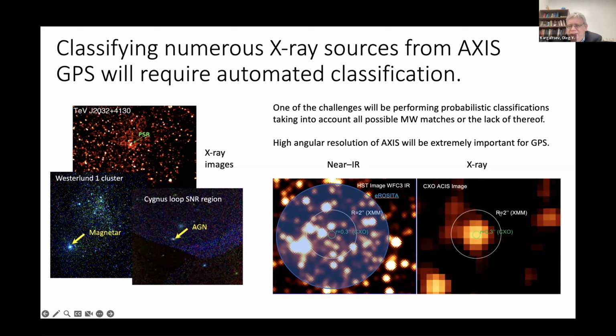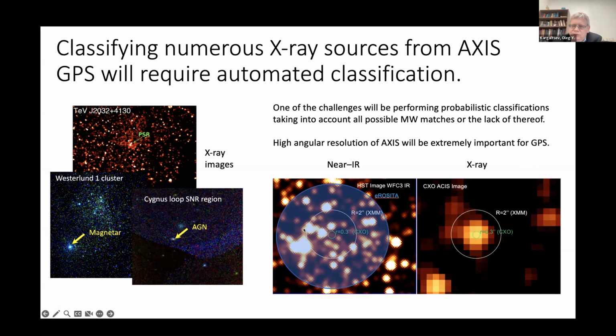That's the middle panel in this slide. And the right-hand panel shows the same area of the sky in X-rays. Middle is infrared and right is X-rays with Chandra. So AXIS hopefully will be of comparable quality to this Chandra image, which is a bit beamed up, maybe by a factor of 2. But still, you see, there could be multiple sources there.